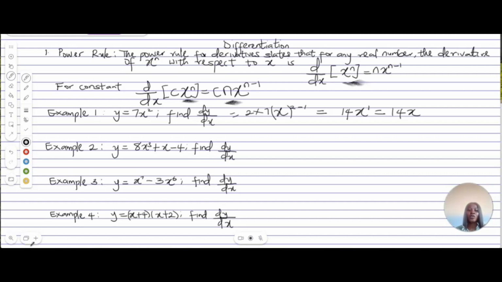Now, if you look at this, we have about how many entities here? We have 3 entities: 8x to the power of 3, x, and 4. So how do you treat this? You differentiate each of them using the power rule, then you bring it together based off the sign that's in between them. If I'm going to differentiate 8x to the power of 3 using the power rule, remember it is the exponent multiplied by the constant. In this case, the constant is 8, the exponent is 3. So I do 8 times 3, then x to the power of, you reduce the exponent by 1, so I have 3 minus 1.